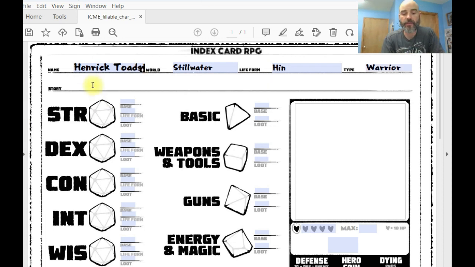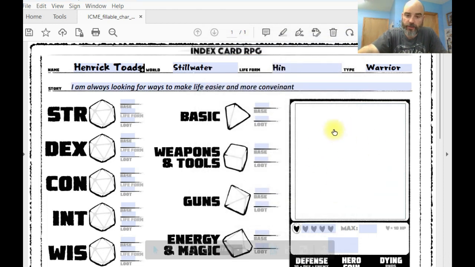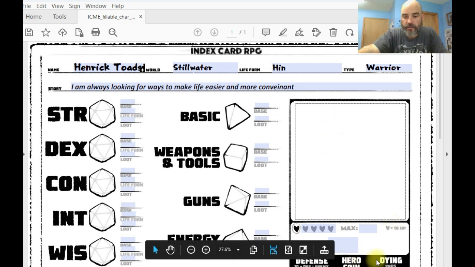And story, I'm going to generate a quick story based on like a personality archetype. I am always looking for ways to make life easier and more convenient. It may not be much of a reason to go on an adventure, but it sure helps me get the personality of who this person is. All right, so we got a brief outline. If you want, you can do something really cool in this little box. A lot of kids and people like to draw pictures of their characters, which I think is great.